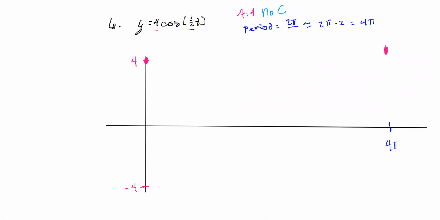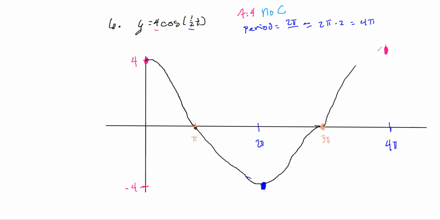Okay. So halfway through is going to be 2 pi. And that is going to be our low point, if you remember. And then we're going to do another halfway. So this is going to be pi and 3 pi. And this is where my zeros will be. So to draw the line, it's just going to be like this. And then I can also draw. So there is number 6.